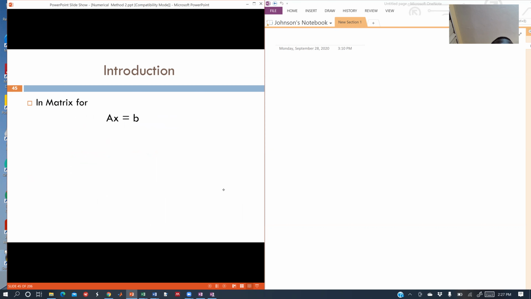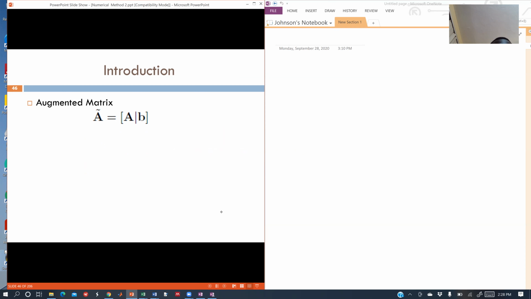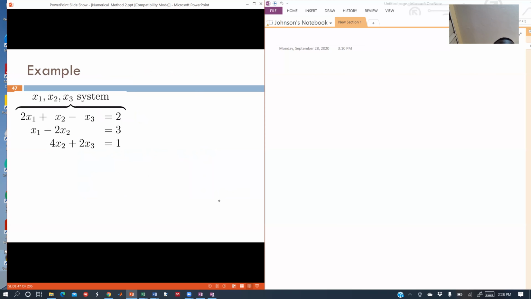The system can be written in the matrix form where we have AX is equal to B, where A is the coefficient matrix, X is the vector of variables or unknowns, and B is the vector of right-hand side values. It can also be put in the augmented matrix form, where you augment the coefficient matrix and the vector of the right-hand side values to form this. So from the system I showed you, this would be the augmented matrix.